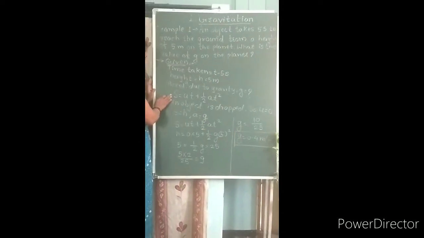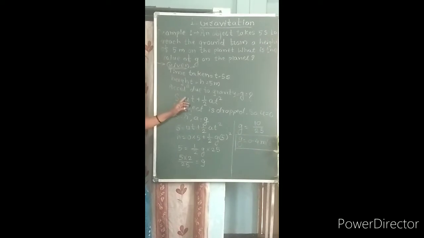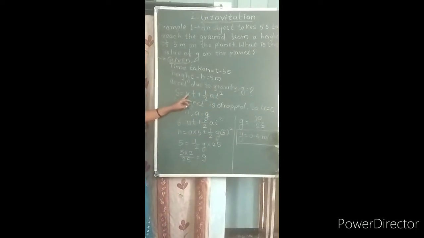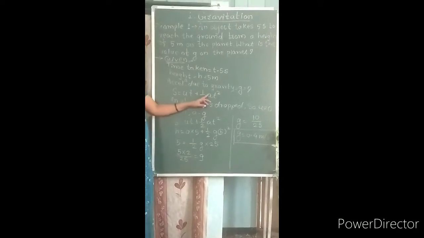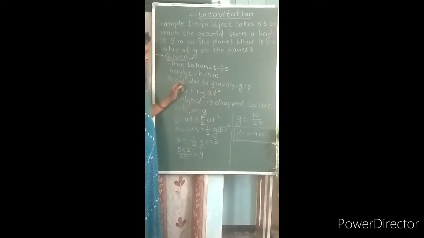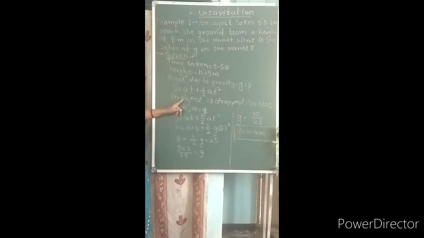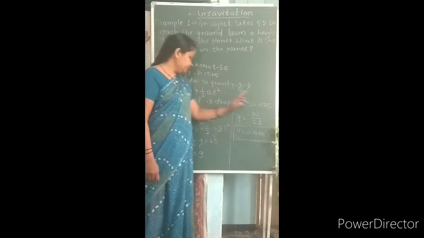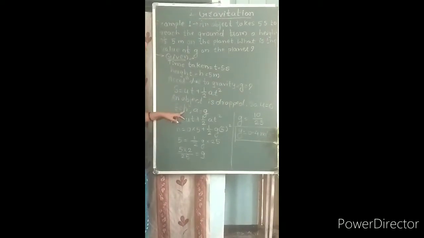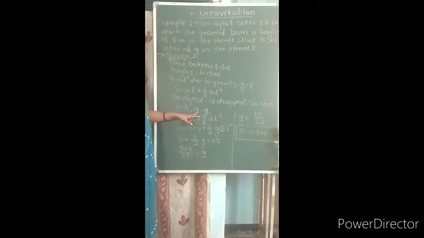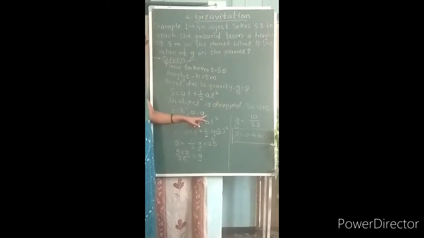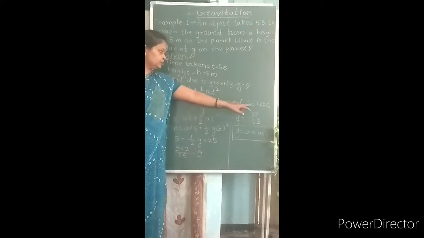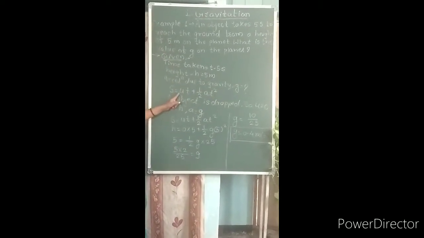Then we know Newton's second equation of motion, S is equal to ut plus 1 half at square. An object is dropped, so the initial velocity u is equal to 0, S is equal to h, that is the height, and a is equal to g, that is acceleration due to gravity. Then substitute these values in the above equation.